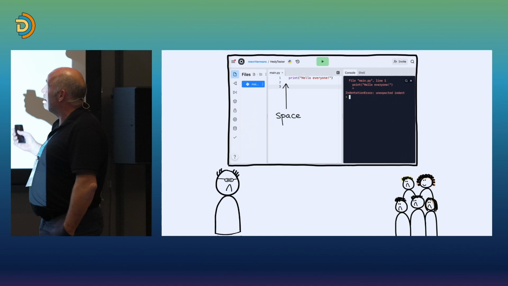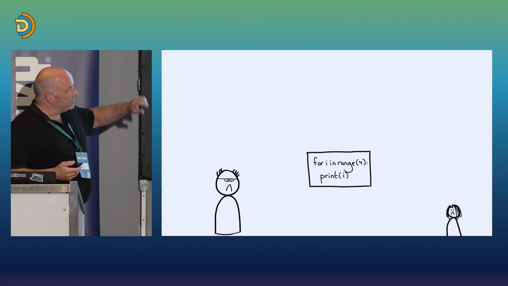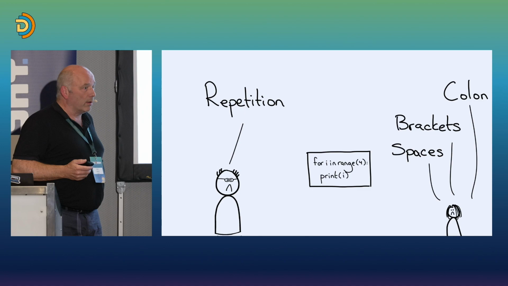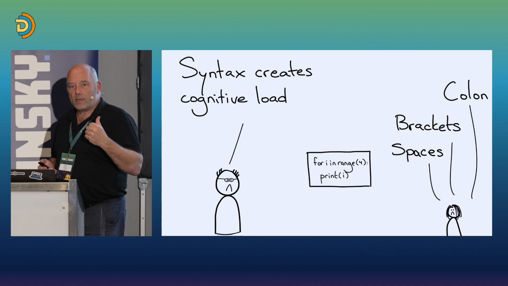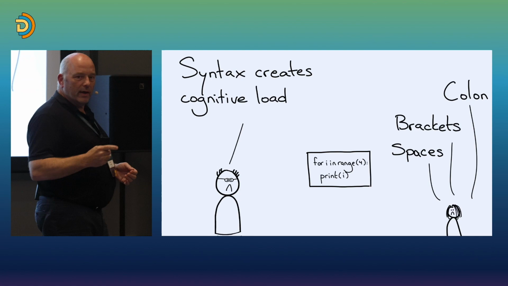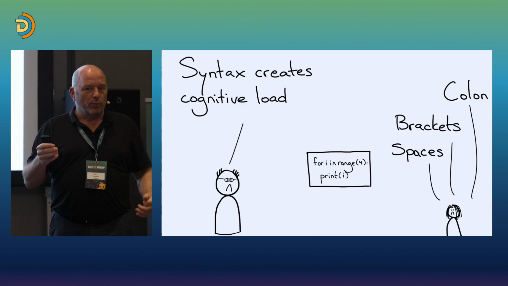So this is rethinking: compilers are lovely teachers. If I want to teach them this, I want to teach repetition, repeating something. I don't want them to be thinking about colon, brackets, and spaces. I want them to be thinking of only one thing. All this syntax creates cognitive load. That's how it's called. It's using your brain for something I don't want it working on right now. I can teach you one thing at a time, and I can build up on your previous knowledge, but I cannot put colons, brackets, spaces, and repetition into your brains all at once.